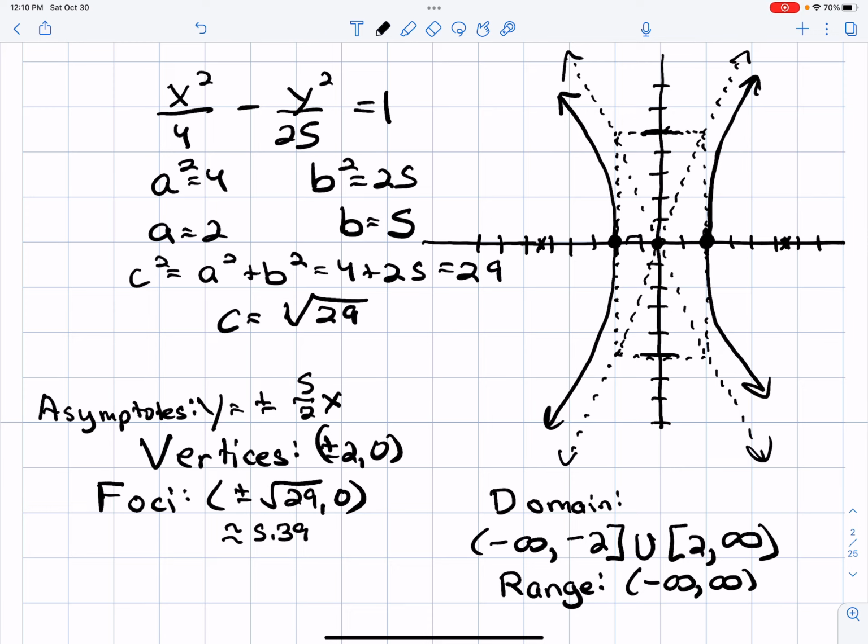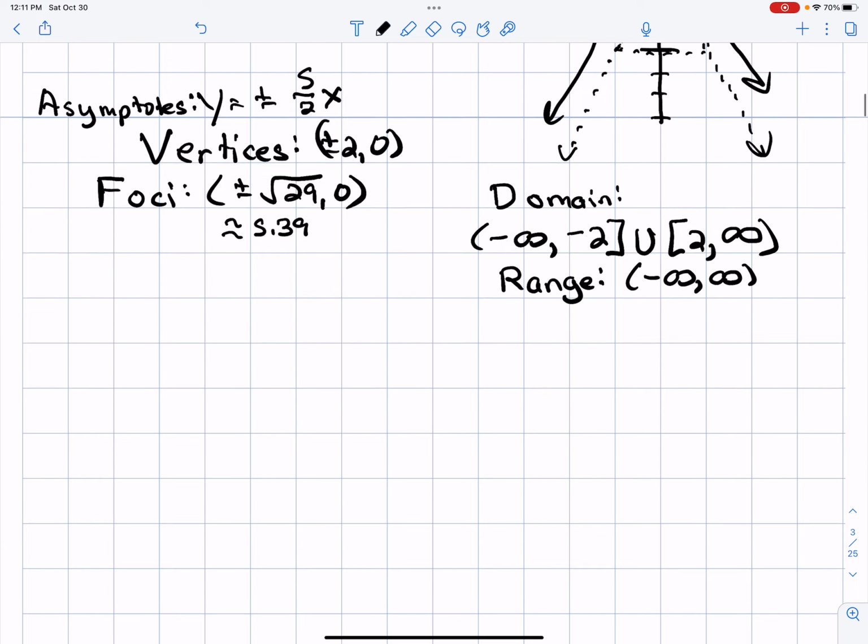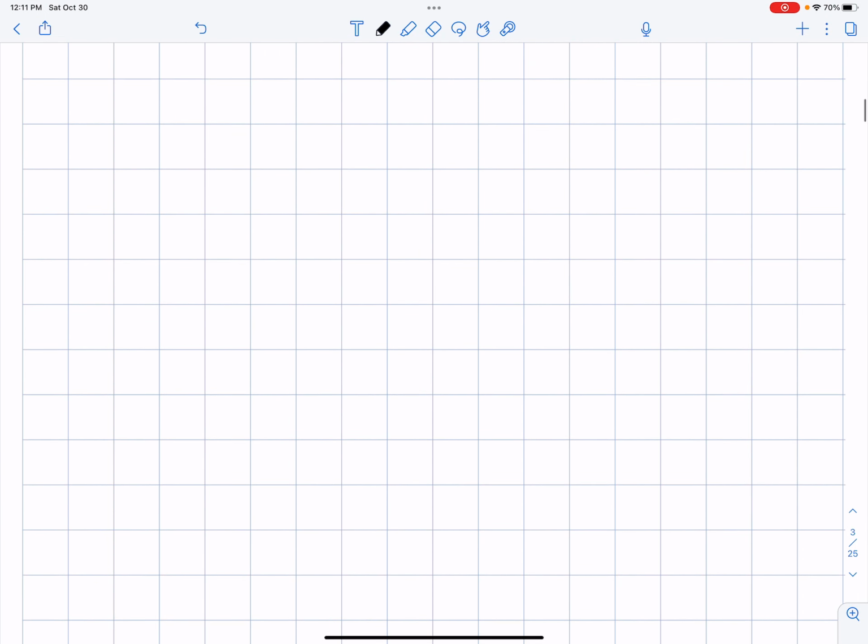All right, you might in your mind be thinking, I see that one opens to the right and one opens to the left, but do hyperbolas ever open up and down? And yes, they do. The equation looks a little different. When that happens, your a's and b's will still be in the same places, but your x's and y's will be switched. Okay, so let's look at an example where that happens.